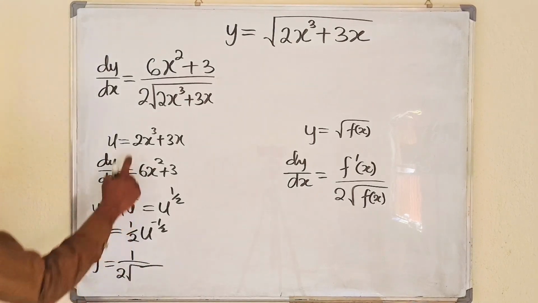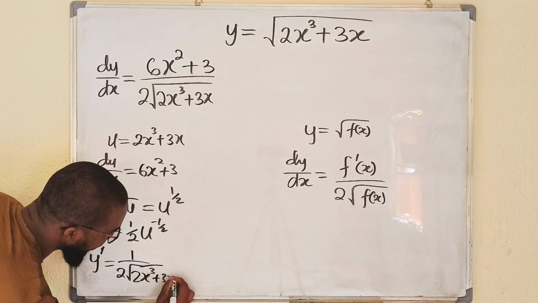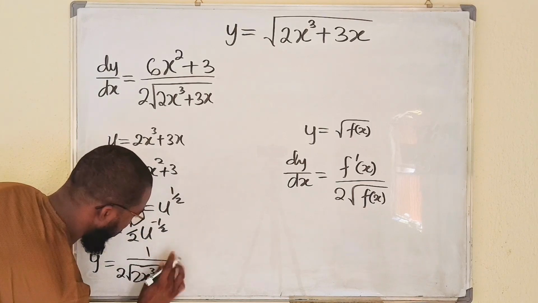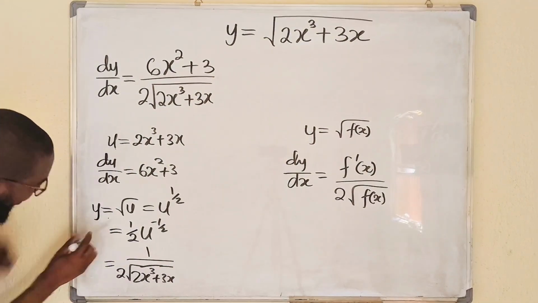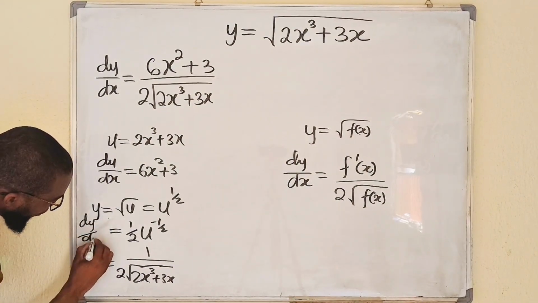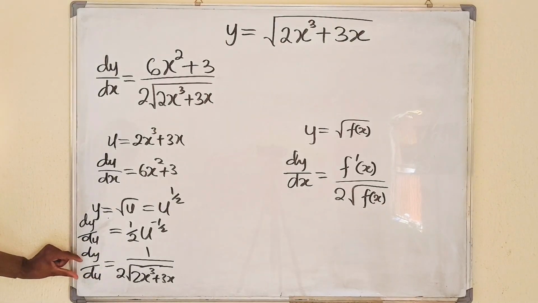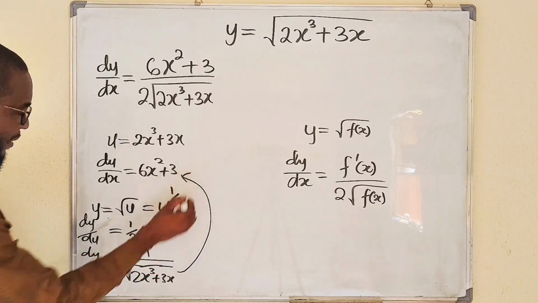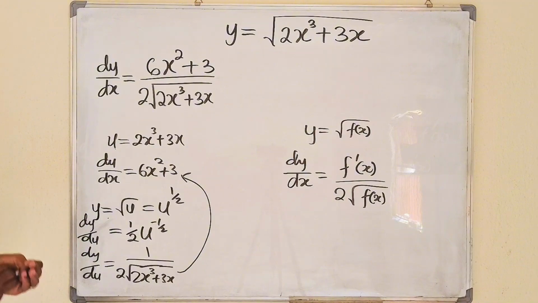But we know that u is the same thing as this, right? That is 2x cubed plus 3x, the whole of this. Something like this. So, let me write this one as dy over du. Once you multiply du over dx by dy over du, it will give you this. Just look at it. Take this, multiply by this. It must give you this back. So that is the logic. So let's go to the second method.